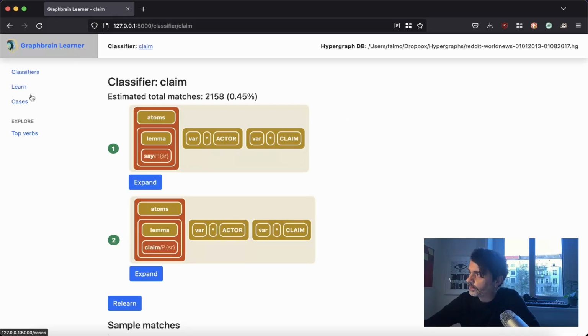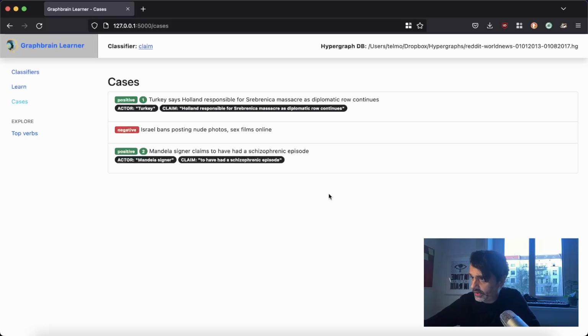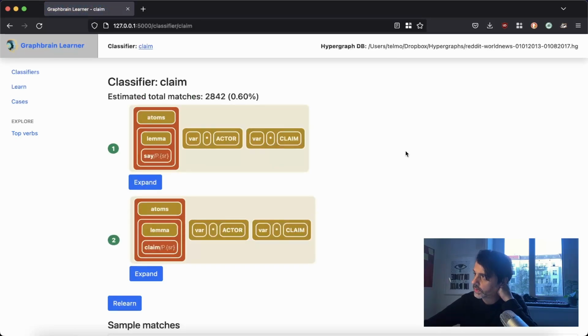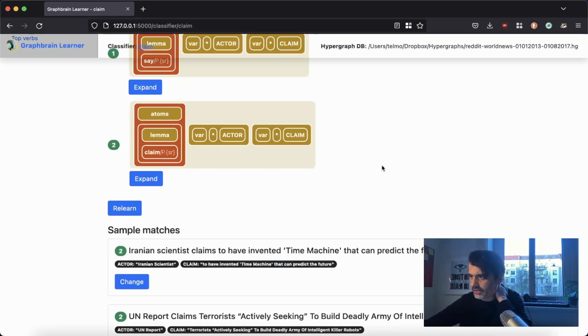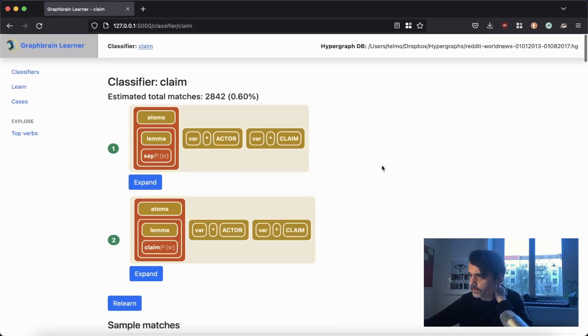we see here that with just 3 cases provided by a human, by me, the symbolic learner was capable of inferring 2 patterns that possibly match in this data set thousands of claims with these extractions of actor and claim. So we see here that this method, in relation to typical contemporary statistical machine learning methods, is able to generalize and have pretty good precision with a very, very small number of cases generated by hand.